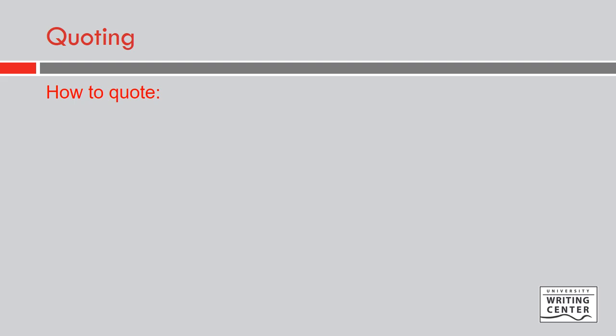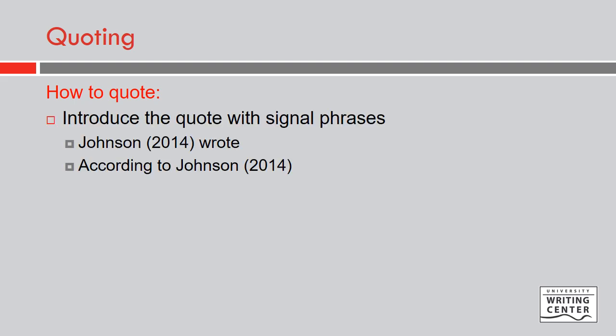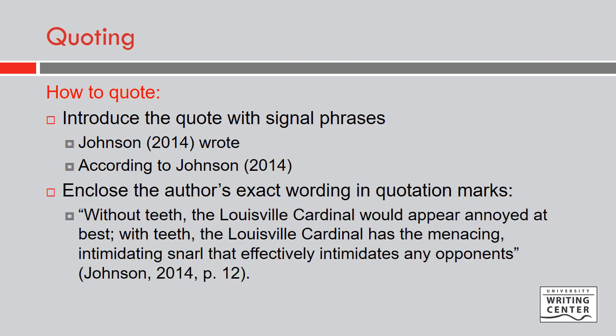To incorporate a quote into your writing, there are a couple key moves to make. Start by introducing the quote with a signal phrase, such as "Johnson, 2014, wrote," or "according to Johnson, 2014." These phrases signal to readers that you are pulling from another writer to help support your argument. Anytime you are quoting directly, the source author's words must be enclosed in quotation marks, as you can see in the example quote below.